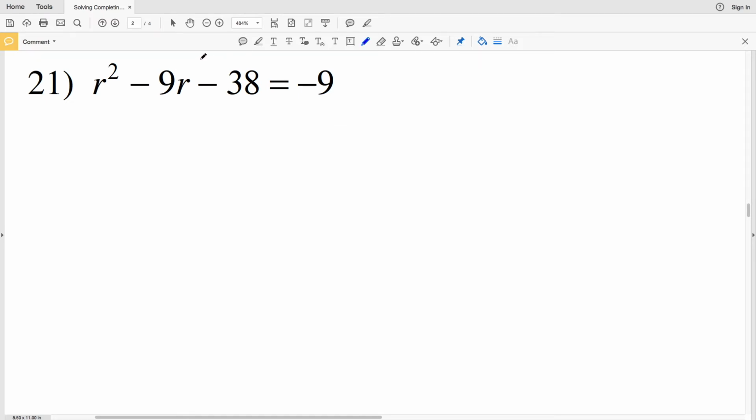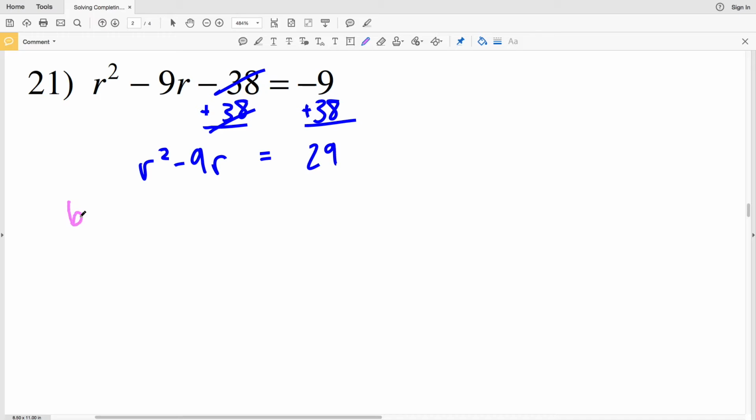In number 21, I know I'm not going to need to divide. However, I need to move that constant to the other side of my equation, and I'll do so by adding 38. So I'll have r squared minus 9r equal to negative 9 plus 38, which is a positive 29. Now I'm going to need to complete the square on my left-hand side. So my b value is a negative 9, so my c value will equal negative 9 over 2 squared. Negative 9 divided by 2 is a negative 4.5, and when I square that, I'll get 20.25.